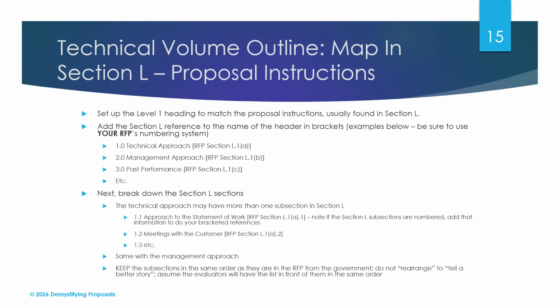Note, if the section L subsections are numbered, add that information to your bracketed reference. So, for example, 1.1 might be approach to the statement of work, and then the RFP reference includes the .1 that is included in the proposal instructions. And then section 1.2 might be meetings with the customers, and note that we also changed the section L reference to match that second level of heading.